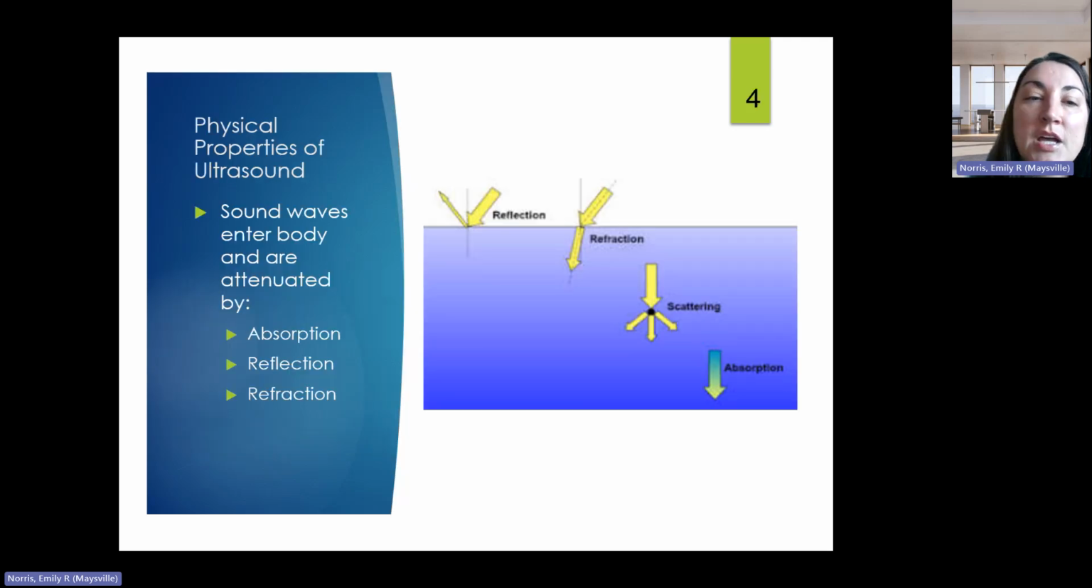The properties of ultrasound: sound waves enter the body and are attenuated by either absorption, which is when mechanical energy is converted into heat, so that causes a thermal effect; reflection, which is when the ray hits a surface and bounces back; and refraction, which is when it goes into a surface and changes direction, but still absorbs into the surface.